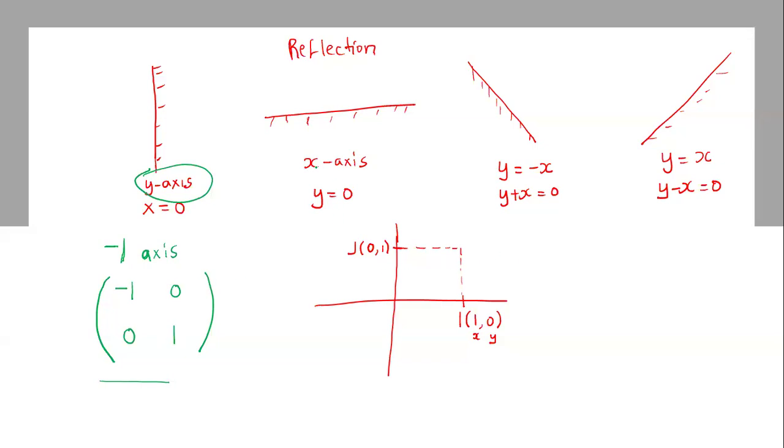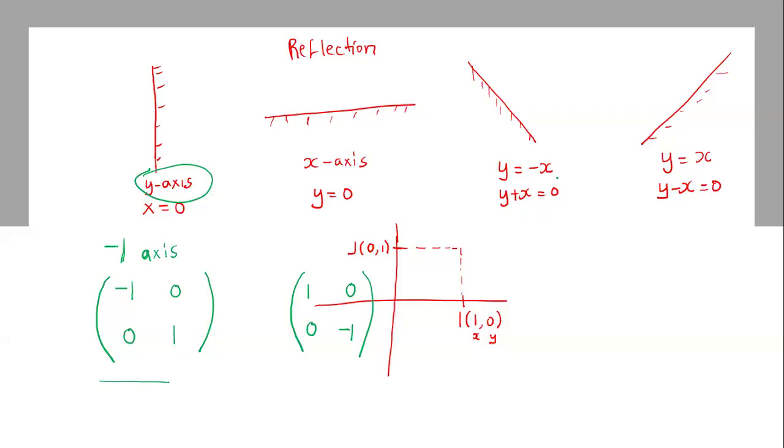Now, when it comes to the x-axis, it is the opposite of the y-axis. So for it, you just say the opposite. In case this was negative, this one will be positive, this is going to be 0, this is going to be 0, and this will be negative 1.